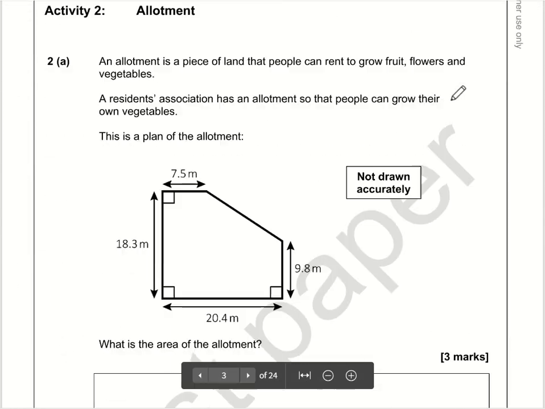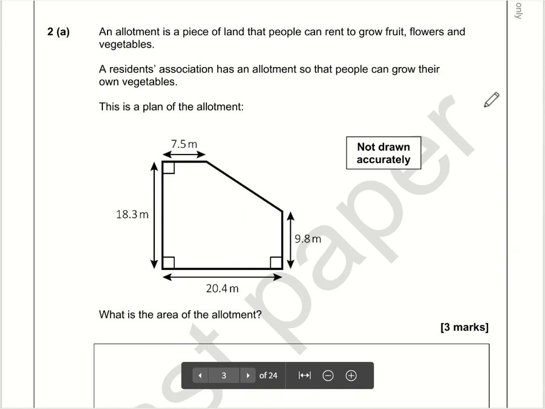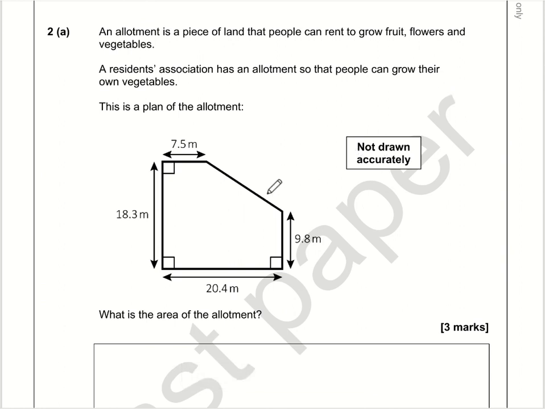Okay, so let's take a look at the very first question. We want to work out the area. Now, what we've got here is an unusual shape, an irregular shape, so we need to turn it into a certain number of regular shapes. So what I'm going to do is turn it into a rectangle and a trapezium.